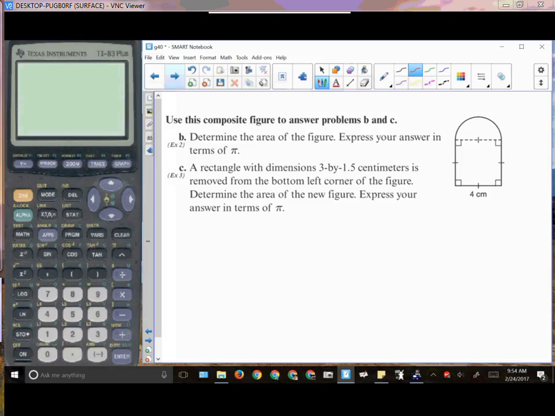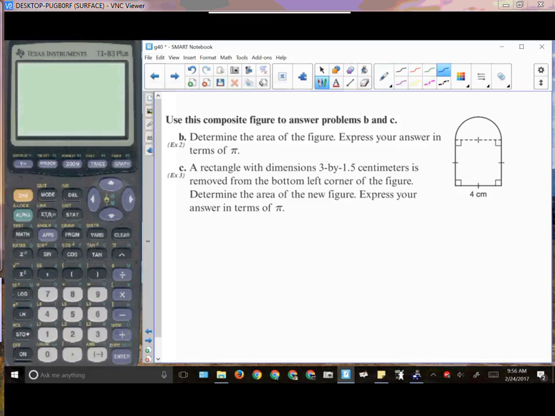So I'm going to give you a couple of minutes here, and I want you to do practice problem B. So see how you did. I'm supposed to determine the area of the figure. Well, what do I have?